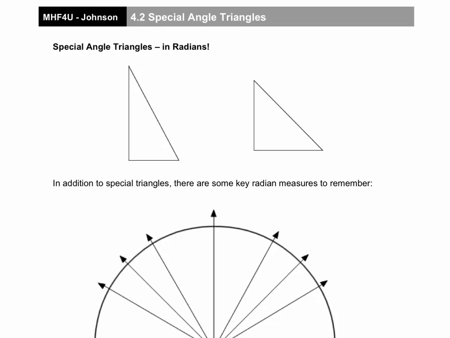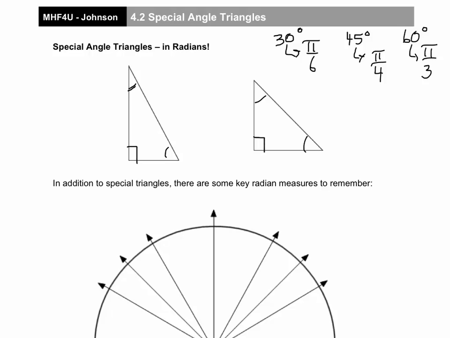In this video, we're going to look at special angle triangles and how we can use those to solve various trig ratios in radians. Let's recall we have special triangles that involve degrees of 30, 45 degrees, and 60 degrees. In terms of radians, 30 degrees is pi over 6, 45 degrees is pi over 4, and 60 degrees is pi over 3. There are two special triangles. There's our 30, 60, 90 triangle, and there's our 45, 45, and 90 triangle. For our 30, 60, 90 triangle, we have sides of 1, root 3, and a hypotenuse of 2.